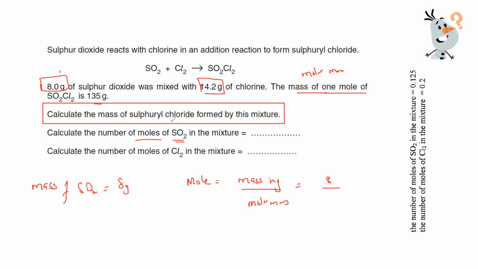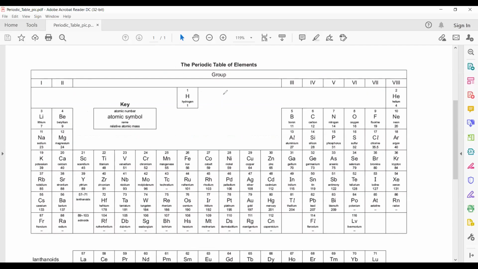How to get the molar mass? For molar mass, you have to check the periodic table, because we want to find the molar mass of sulfur dioxide. If you want to work out the molar mass of sulfur dioxide, what is the mass of sulfur? In the periodic table, what is the mass of the sulfur element? That's 32. So the mass of sulfur is 32. Plus, what about the mass of oxygen?